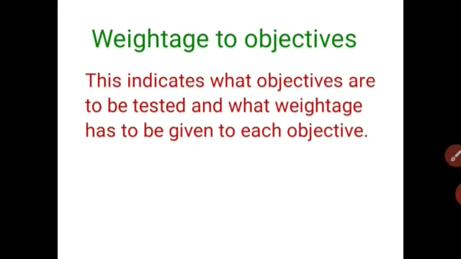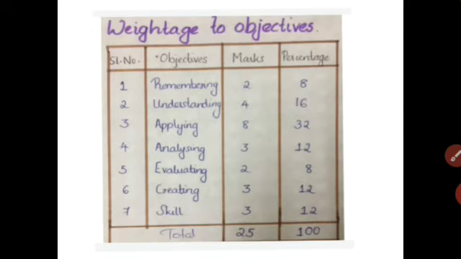First of all, weightage to objectives. This indicates what objectives are to be tested and what weightage has to be given to each objective. I will explain it through an example. Here is the table showing the weightage given to each objective.